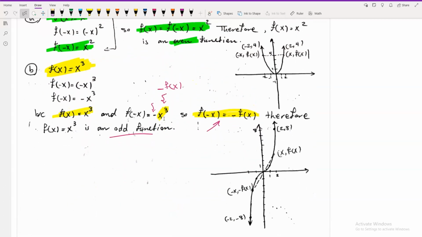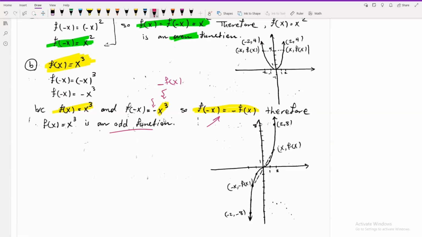Here we have this graph because of having an odd function. This is symmetric with respect to the origin.